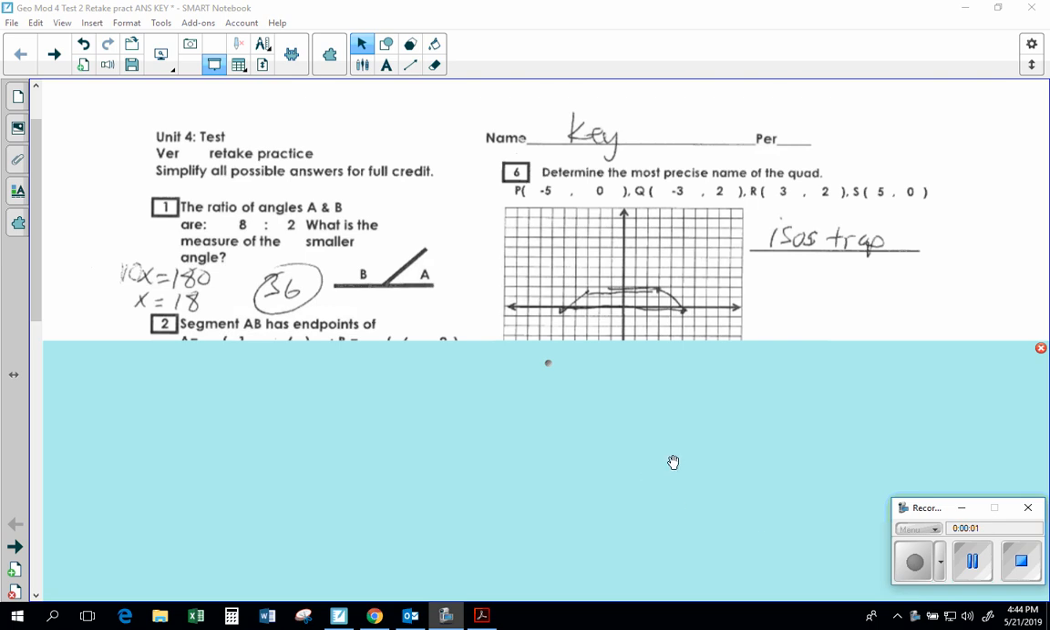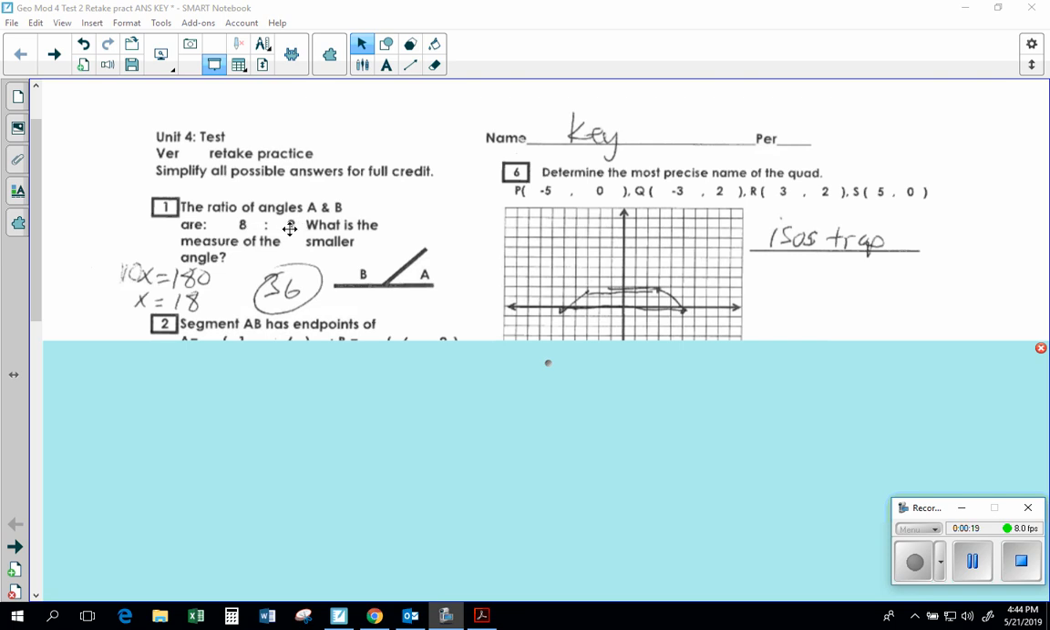Okay, I'm going to go ahead and go through each of these problems on this retake practice test here for those who need to retake Thursday or Friday. Number one, ratios of angles A and B are 8 to 2. We normally see that ratio symbol right here that we're going to put an x behind each one.